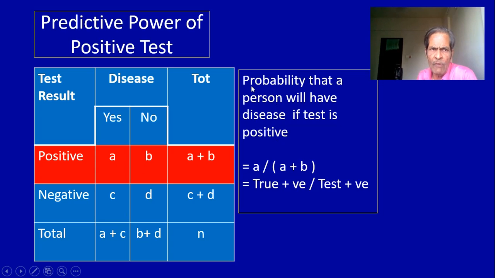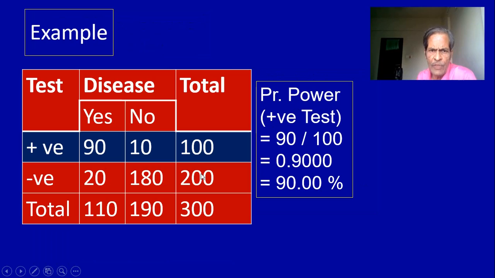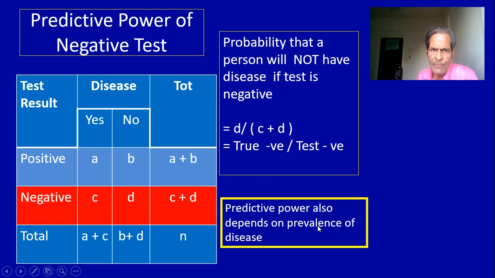So predictive power of the positive test is the probability that a person will have the disease if the test is positive. It is given by A upon A plus B, that is true positive divided by the number of individuals who are positive with the new test. A plus B are the individuals who are declared positive by the new test. And this is how it is actually calculated. The predictive power of the positive test will be 90 divided by 100, that is 0.9 or 90%.